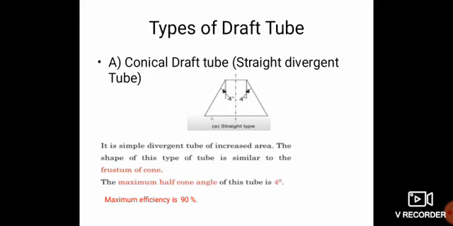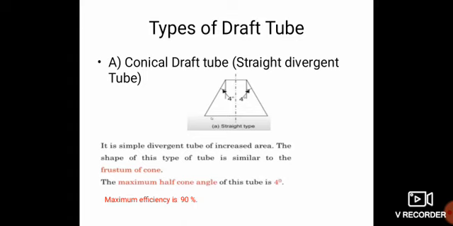Water does not contact the surface of the draft tube, so that's why the eddy formations are there, and due to the eddies, cavitation happens. So we have to avoid this condition. We have to take the cone angle of the tube as 4 degrees, and the maximum efficiency of the draft tube is 90% in the case of a conical draft tube.